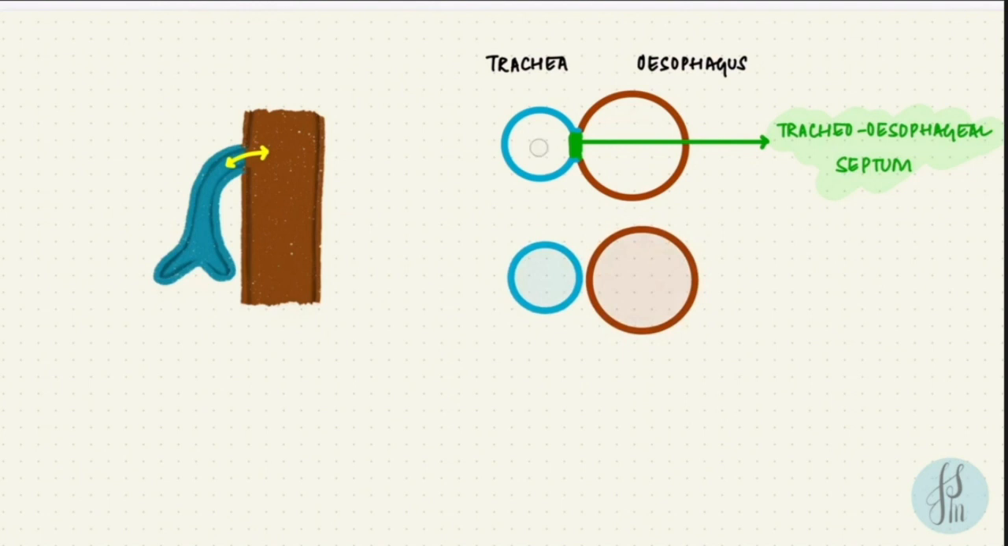Now what would happen if something went wrong here? A fistula or a communication remains. This is the tracheoesophageal fistula. Once the septum forms, the trachea is now separate.